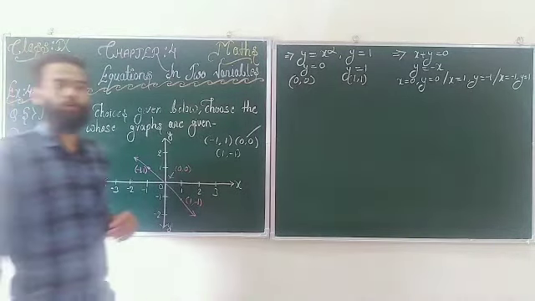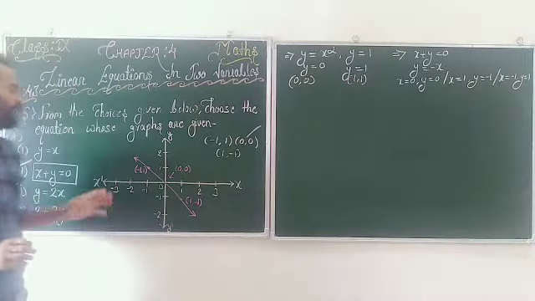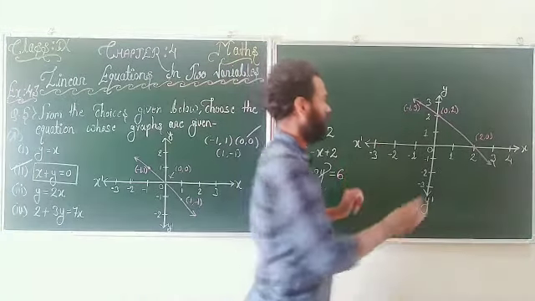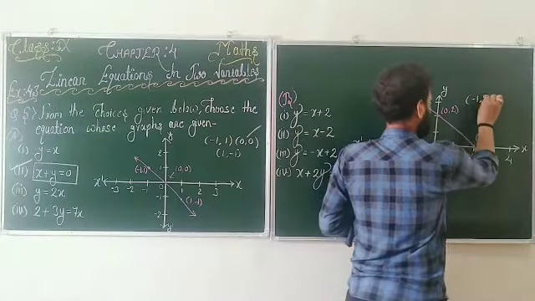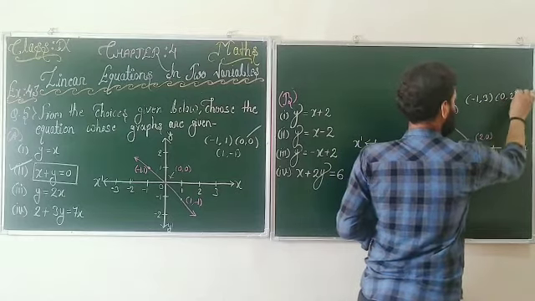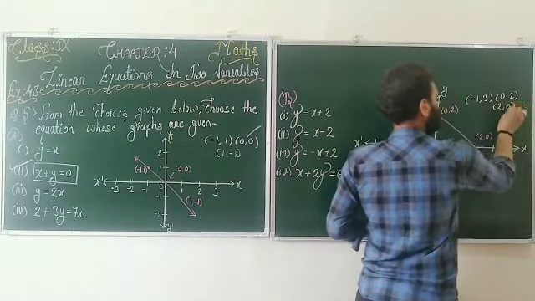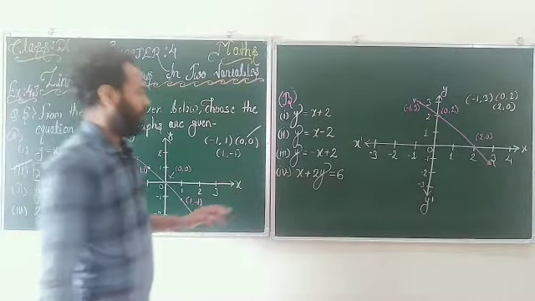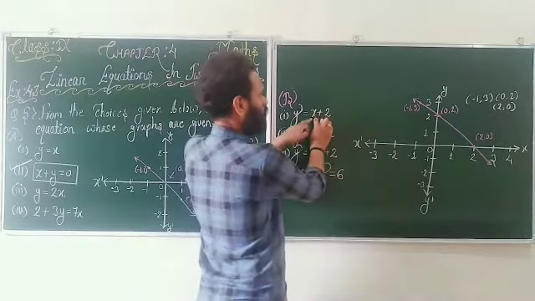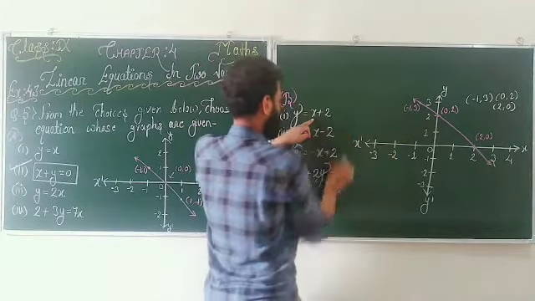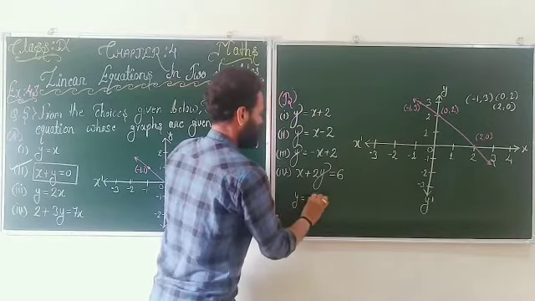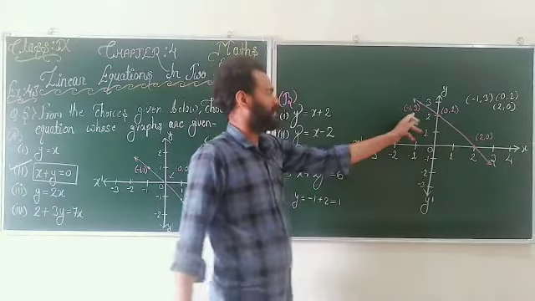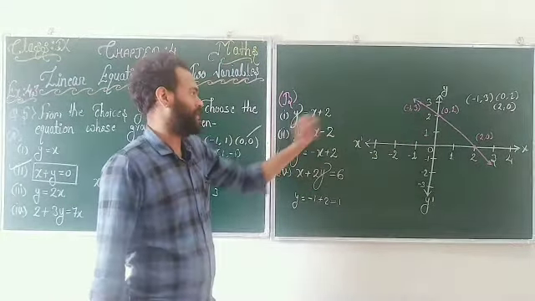Same way, there is one more question in your exercise. You find out which equation the graph belongs to. Now we see the next one. Here the points are -1, 3, 0, 2, and 2, 0. Now we find out which equation satisfies the given points. Here if we put x equal to -1, we get y equal to 1. But there is 3, so this is not the equation which satisfies the point.